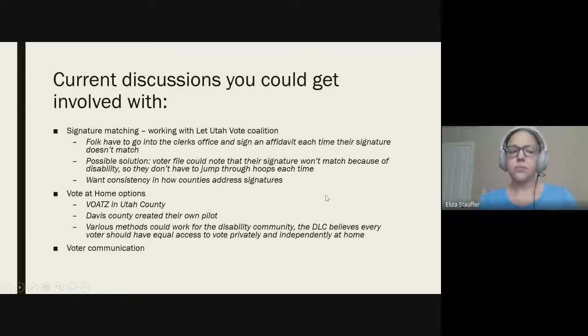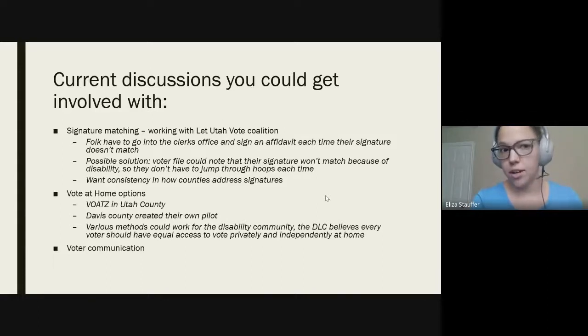Okay. So it's really important that we have as many involved people in current discussions so that voting can remain accessible and to ensure that proper decisions are happening. So the Disability Law Center is working on a few different efforts, and I'll go through those.